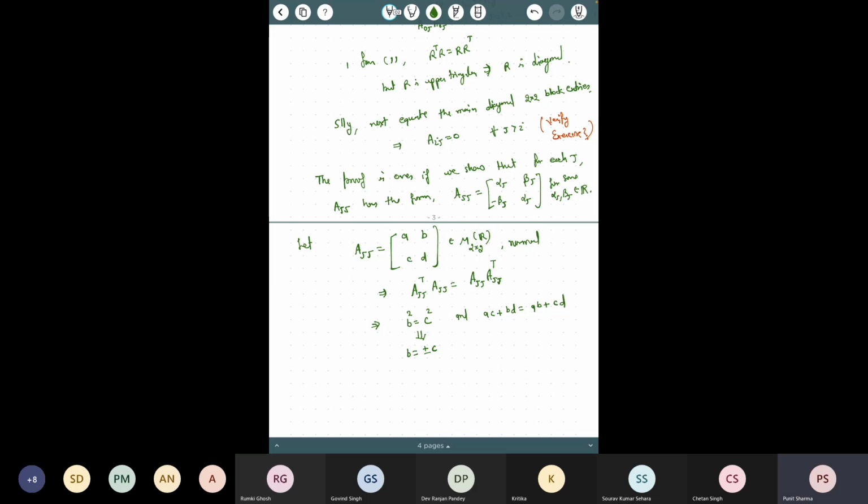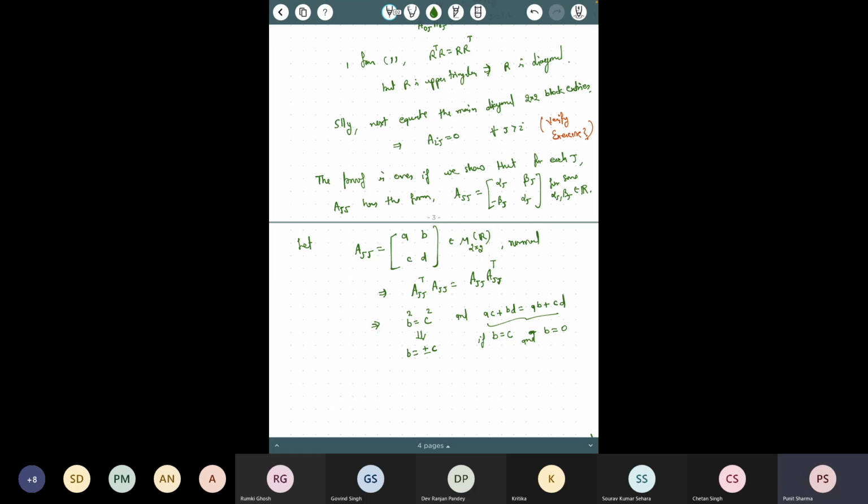So B is equal to plus minus C. Now for this condition here, you can consider two cases: B equal to C or B equal to minus C. Now if B equal to C or if B equal to 0, then this cannot occur. What I'm saying is that B equal to C and B equal to 0, these cases are not possible. So the only possibility is that B equal to minus C.